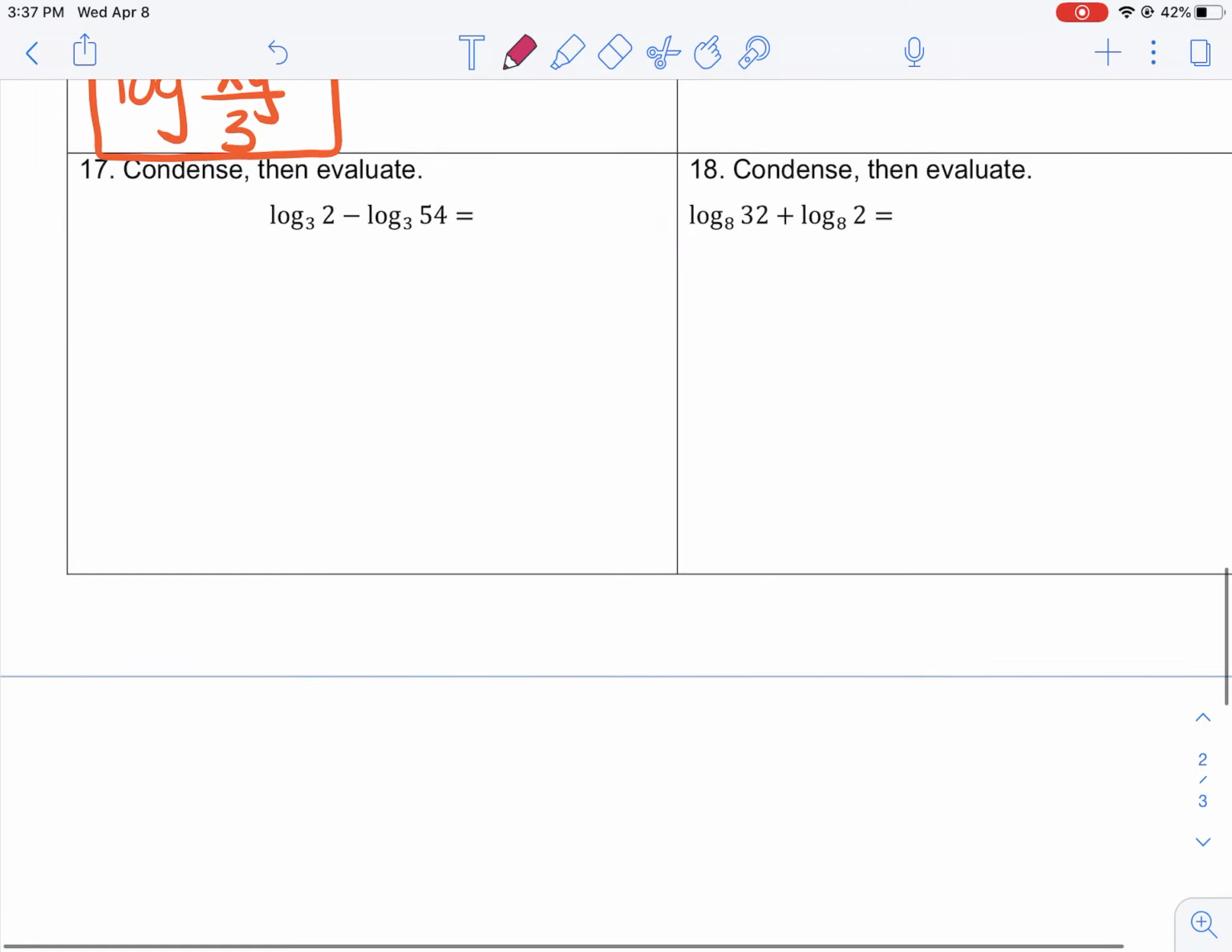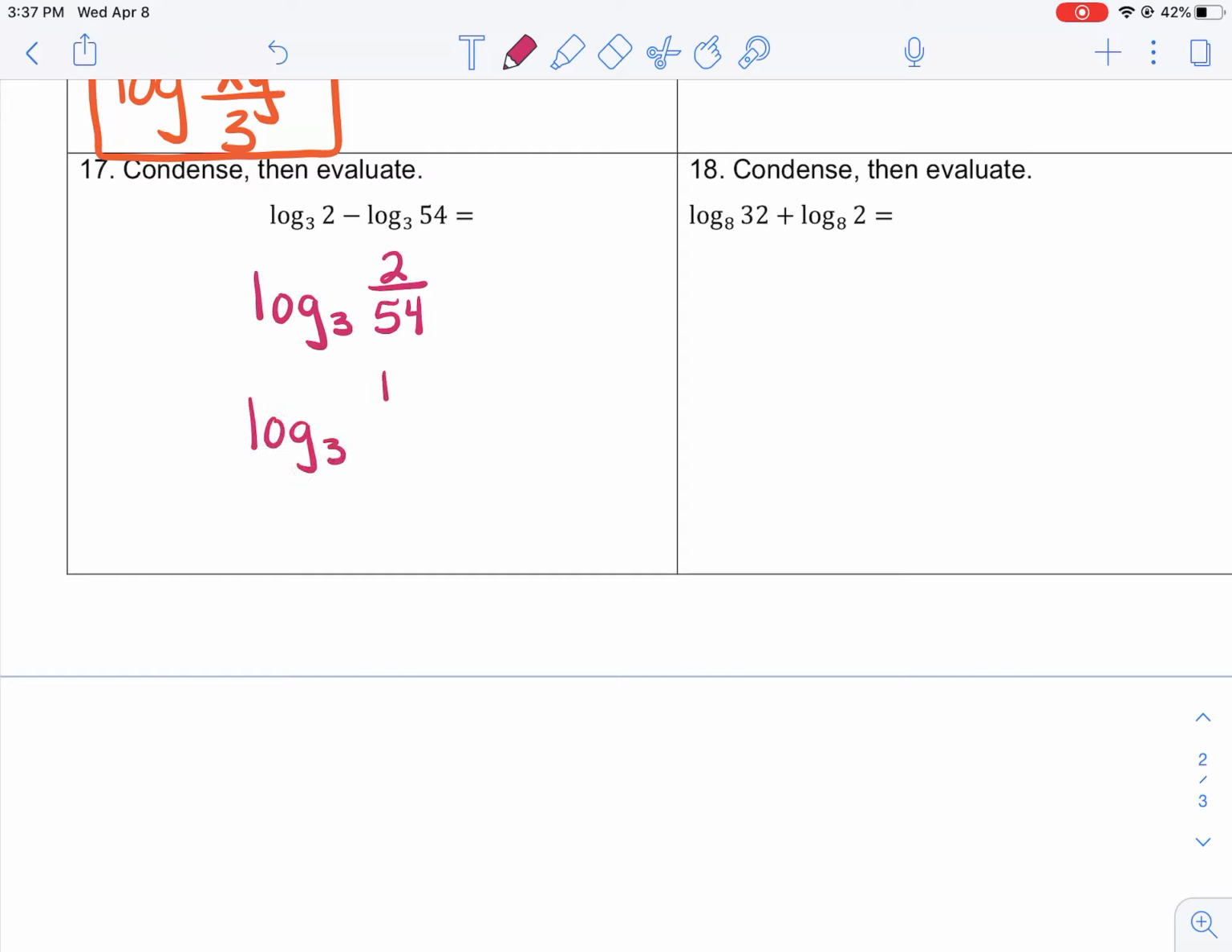All right, go ahead and try number 16. All right, and then in the last example, we're going to condense and then we're going to evaluate. So we have numerical logs here. So after we condense, we're going to be able to find the value of the log. So for this one, I'm going to smush together my 2 and 54 using division. So I have log base 3 of 2 over 54. Okay, and so I can reduce that fraction to 1 over 27.